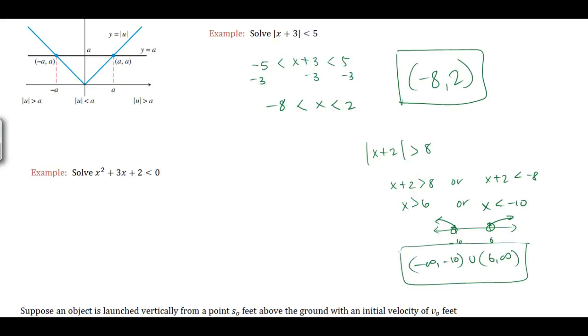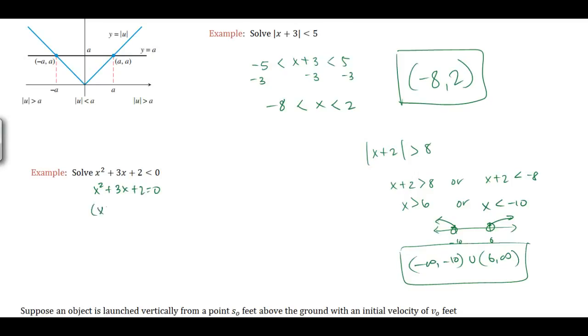Beautiful. Now, what about a quadratic? That's a little harder because it's not a linear problem that I can solve. Usually I'm going to try to factor, or use the quadratic formula or something like that. And I'm actually going to treat it as an equal sign: x squared plus 3x plus 2 equals 0. I'm going to solve it.